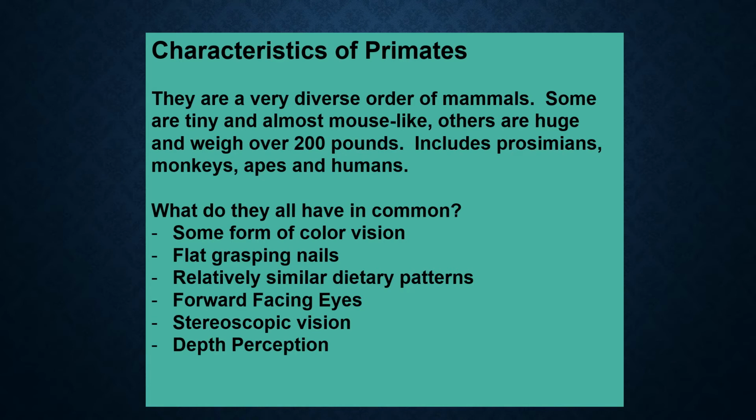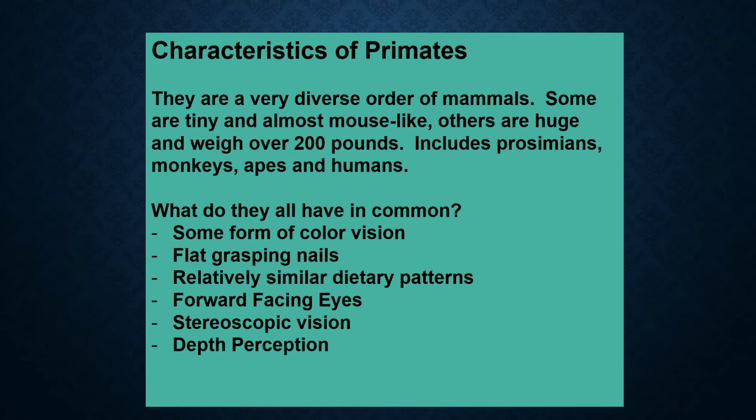So, characteristics of primates: they are a very, very diverse order of mammals. Some are very tiny and mouse-like, and others are huge and weigh over 200 pounds. This includes prosimians, monkeys, apes, and of course, humans. So what do they all have in common? Well, all of them have some form of color vision. Prosimians have a very rudimentary, or in terms of our traits, a very primitive color system in their eyes, so they can generally only see in two colors. Monkeys, apes, and humans, on the other hand, have what's called trichromatic vision. We can see in three colors, so we have a more derived vision system.